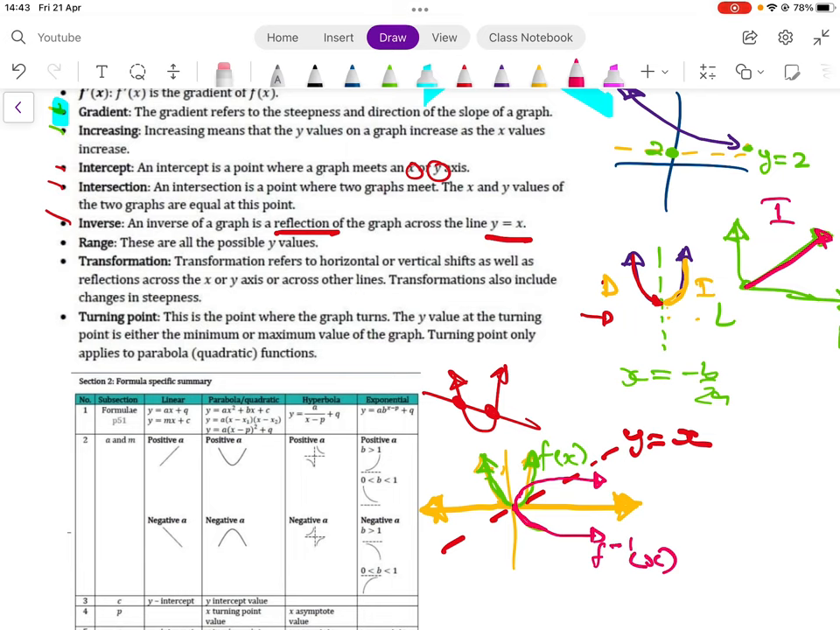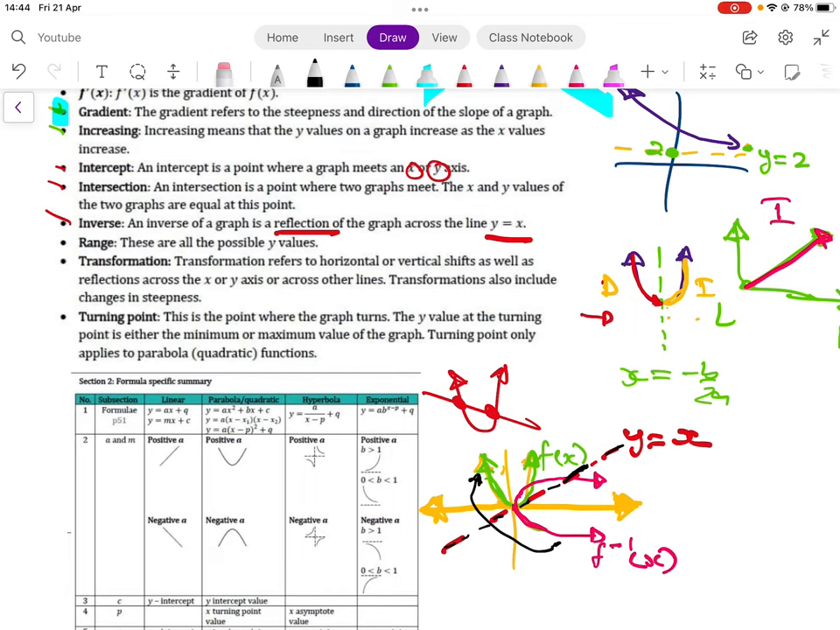Basically, if you are drawing this on paper, you can use your ruler to fold the paper along the line y equals x, and you will see that when you fold the paper along that line, this inverse falls exactly on top of the original graph. That's how you tell that one is an inverse of the other: when you fold the paper along the line y equals x, the inverse of the function falls on top of the function itself.